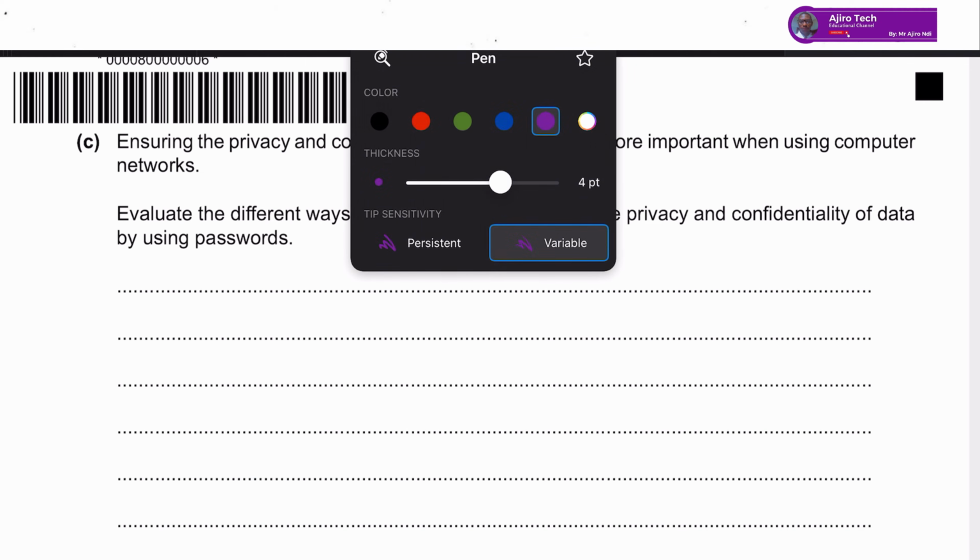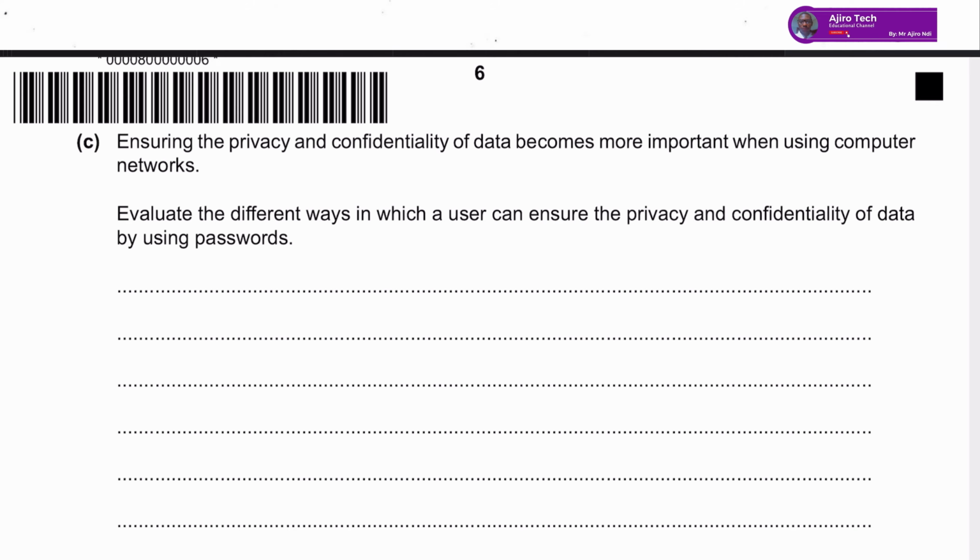All right, let's look at this. Ensuring the privacy and confidentiality of data becomes more important when using computer networks. Evaluate the different ways in which a user can ensure the privacy and confidentiality of data by using passwords.